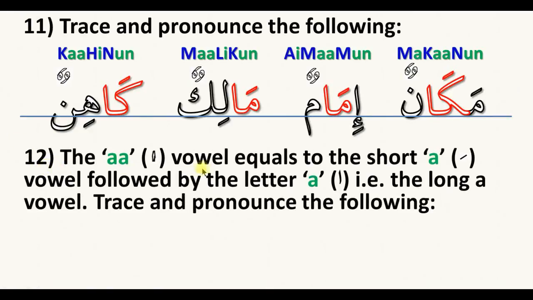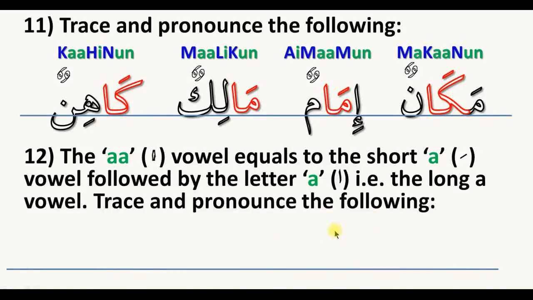Number 12. The AA vowel equals the short A vowel followed by the letter A. That is the long A vowel. Trace and pronounce the following. Here you will have two different constructions of the same word. This word is Malikun. That is, you have the long A vowel here, which is the short A vowel followed by the letter A. And so these give you the long A vowel.